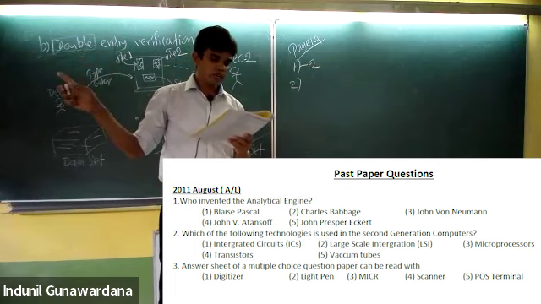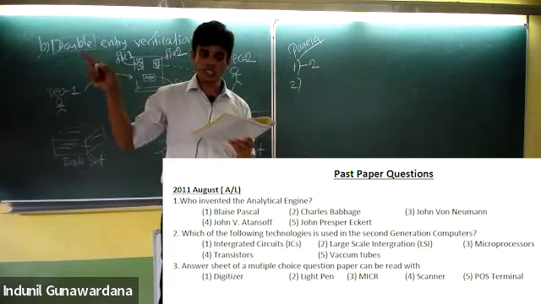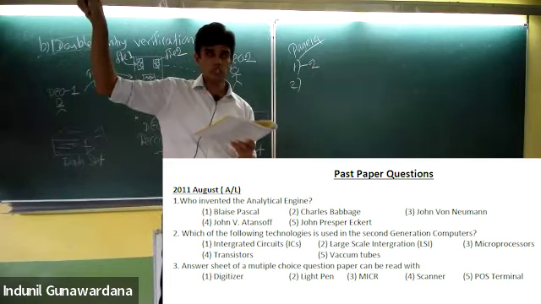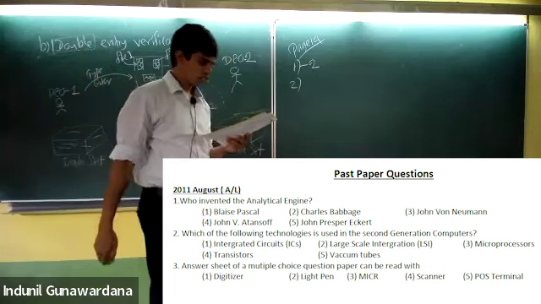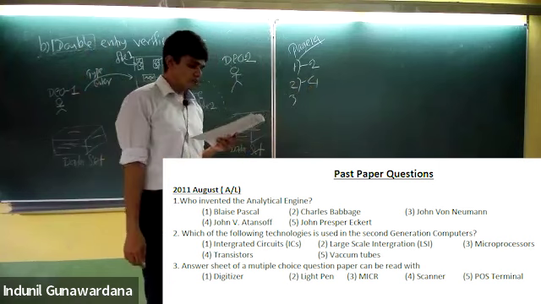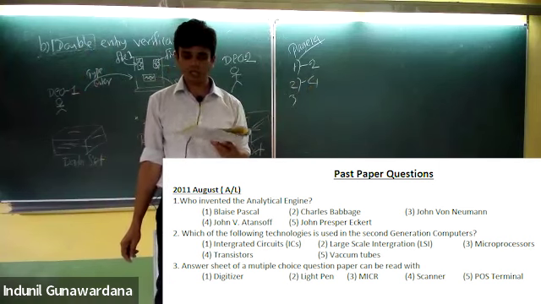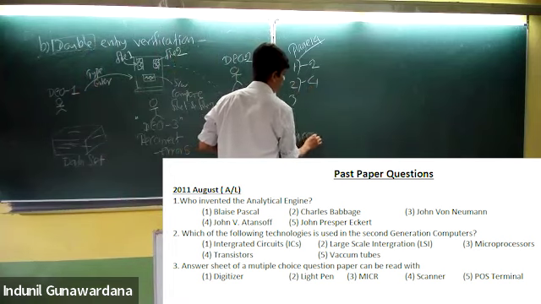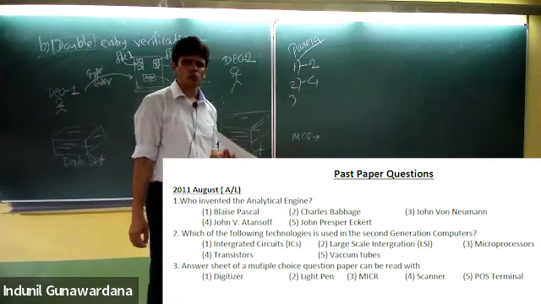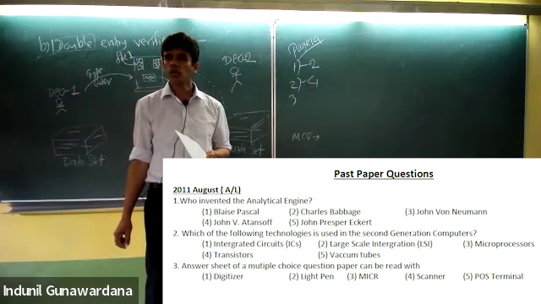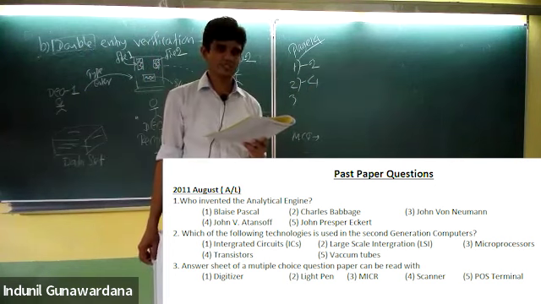Then, which of the following technologies is used in second generation, 2G? 1G is vacuum tubes, 2G is transistors. The answer is the fourth. Then the third one: the answer sheet of a multiple choice question paper can be read with what? So MCQ papers are read with OCR, OMR, MICR. Which one? OMR.